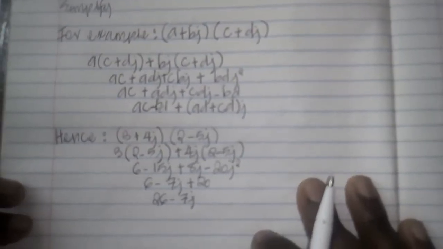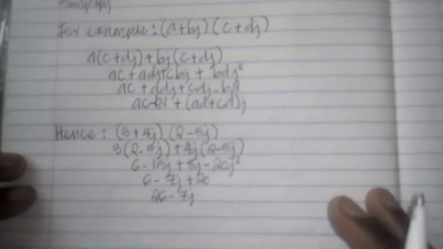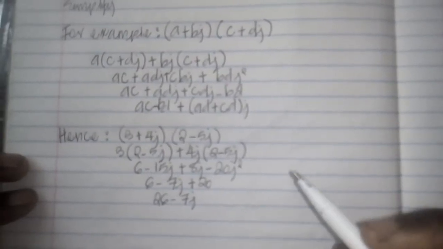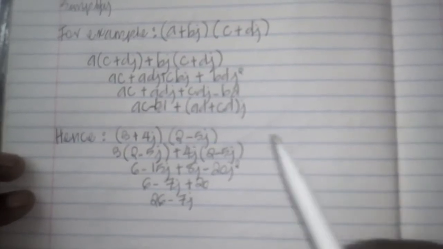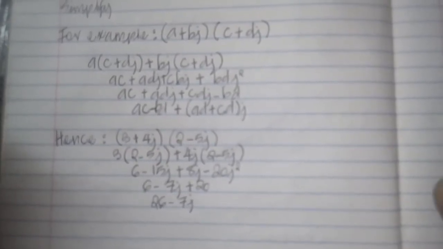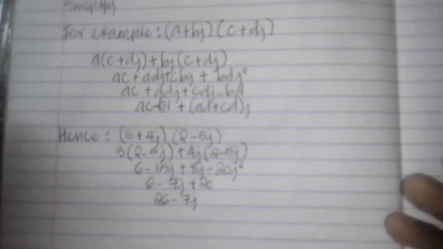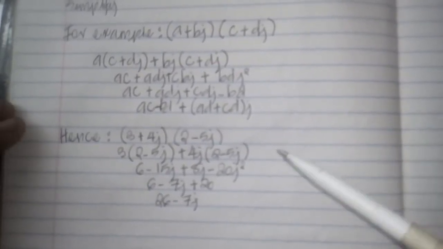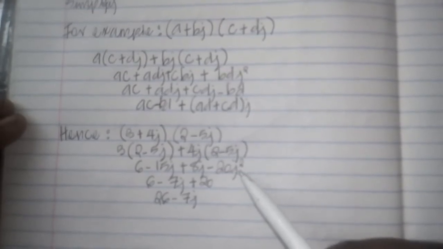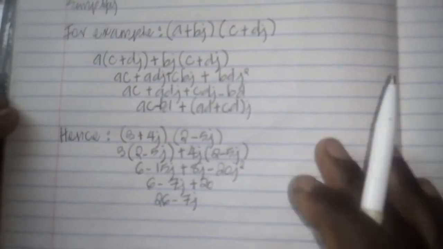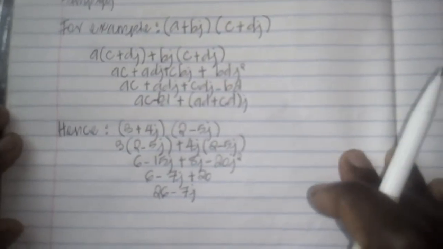So when you are told to find the product of two complex numbers, you just assume that all the quantities are real and expand the brackets the normal way, and then use j squared is equal to minus 1 to simplify. Let's move on.